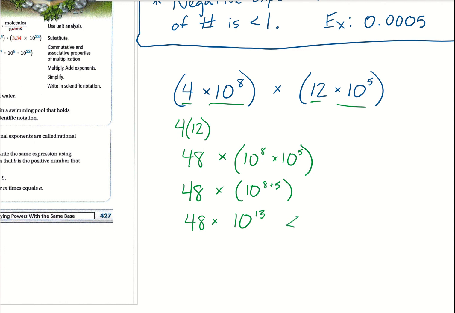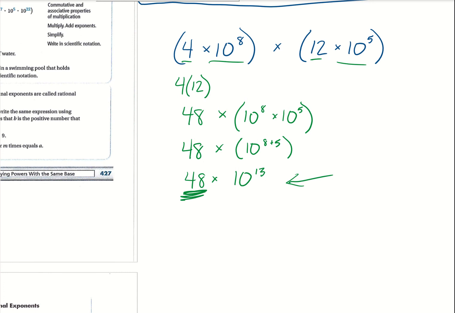Now, this is not scientific notation. The reason is this number is not between 1 and 10, which means we need to make an adjustment to it. So right now my decimal is right here. What I'm going to do is move it one spot over. That's going to give me 4.8. And then when I do that, I've also got to add 1 to my exponent on the 10. That lets us know that when we move it back the other way to get to standard notation, we've got to move one more time than we did for 48.